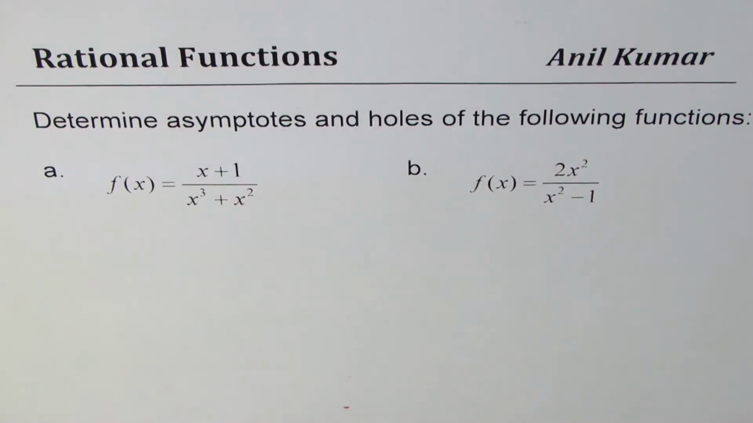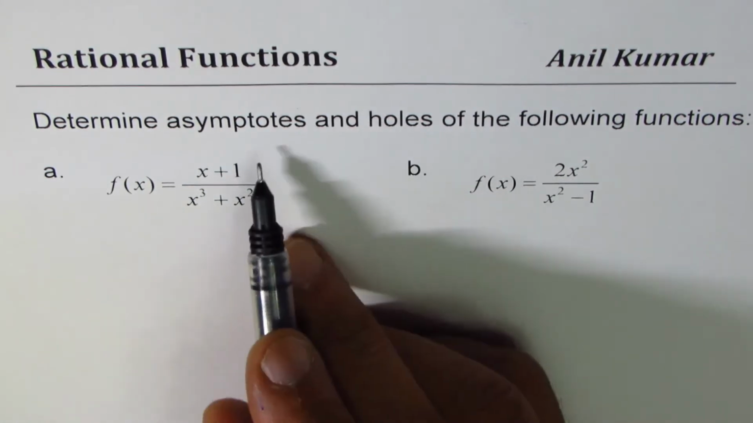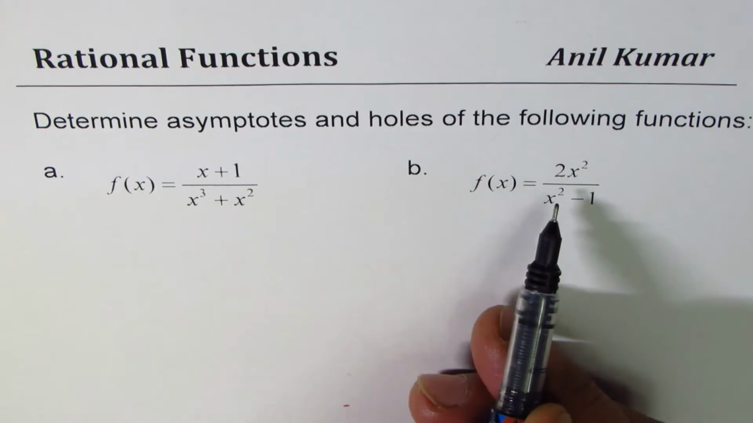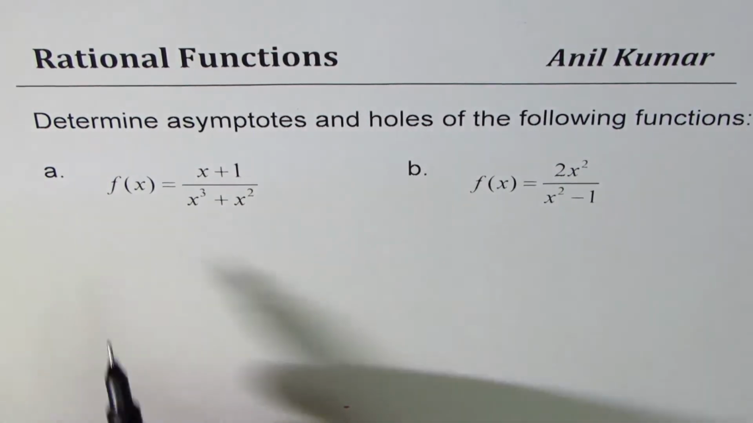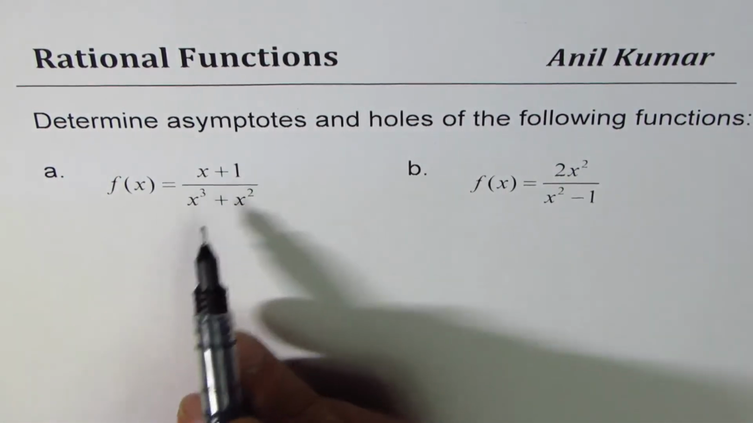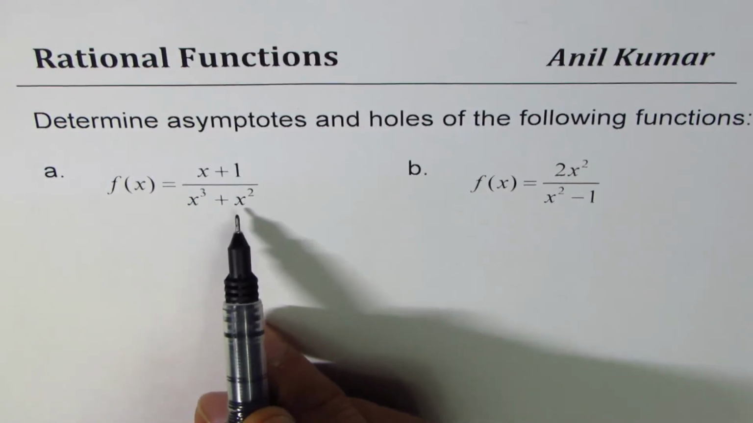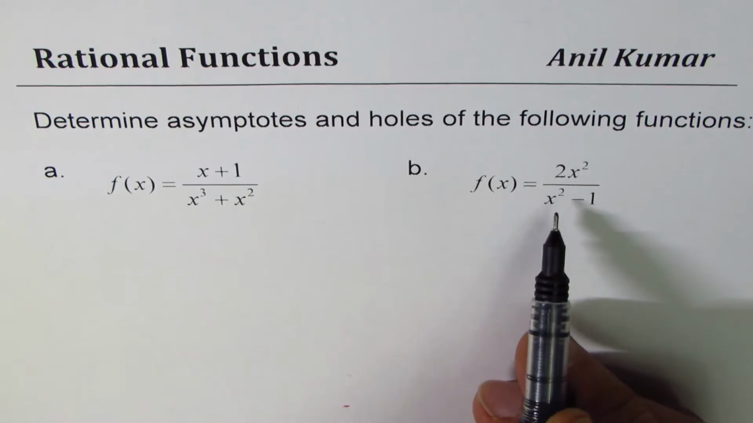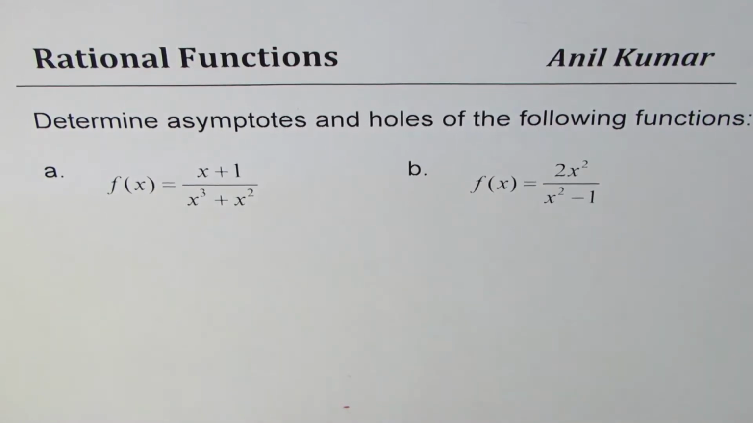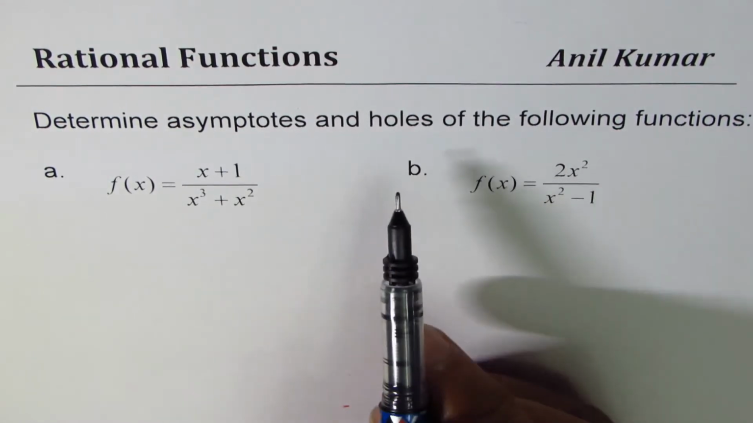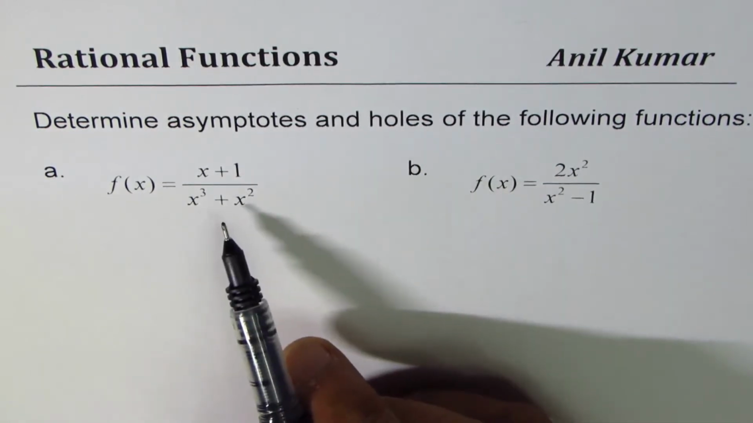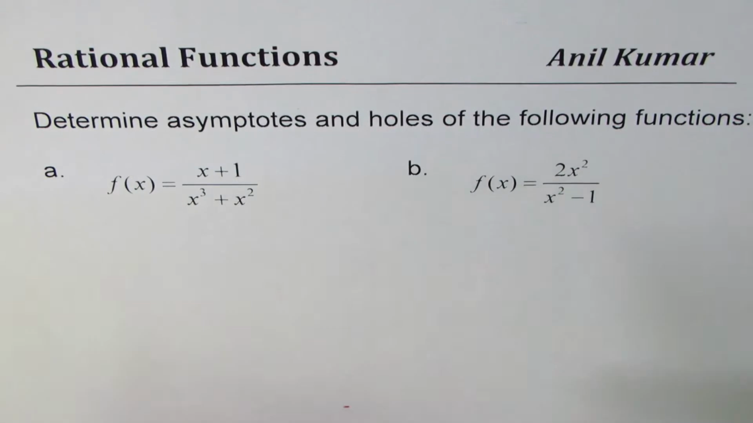I'm Anil Kumar, and in this video we'll try to find asymptotes and holes of rational functions. We are given two rational functions to practice. A is f of x equals x plus 1 divided by x cubed plus x squared, and B is f of x equals 2x squared divided by x squared minus 1. To find asymptotes and holes, the first step should be to factor and simplify.